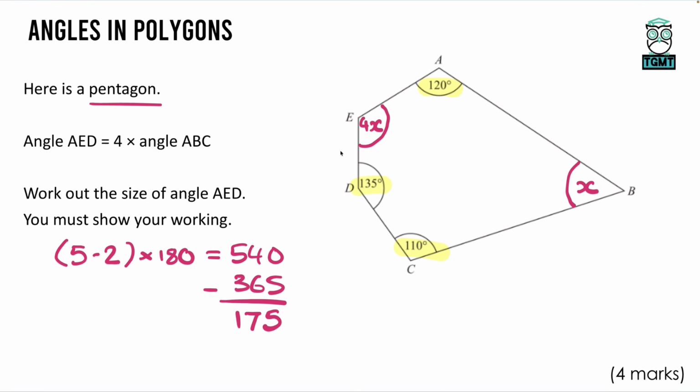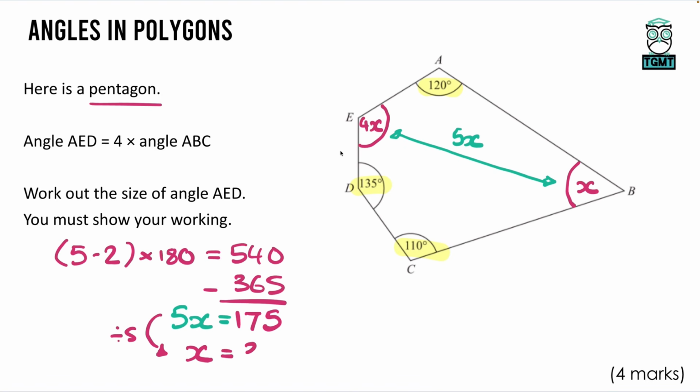Now split between these two angles, 4x and 1x. In total, we have 5 lots of x. So we have 5x is equal to 175. From there, we can find the size of 1x by dividing by 5. So 175 divided by 5 leaves me with 35 degrees.